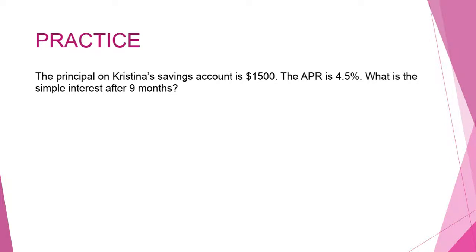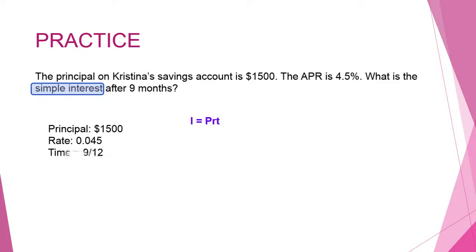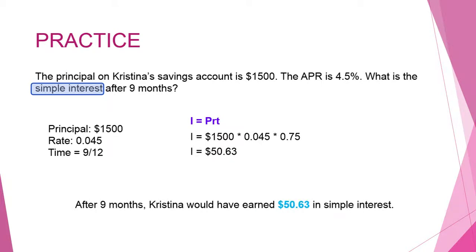Alright, so this question is asking for the simple interest. That means we are looking for I. So we have to get P, R, and T. P is the principal, that is $1,500. R is 0.045, and T is going to be 9 over 12, or 0.75. Plug in everything we know, and we get the simple interest of $50.63.